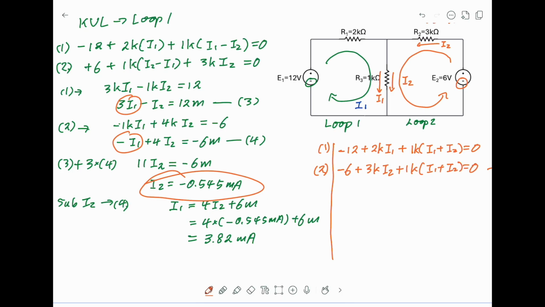So we have slightly different I1 and I2 terms, but you can simplify that and solve it, and you will get I1 equal to 3.82 milliamp, and I2 you will get a positive value of 0.545 milliamp.